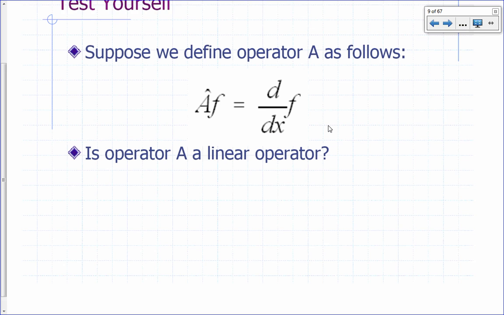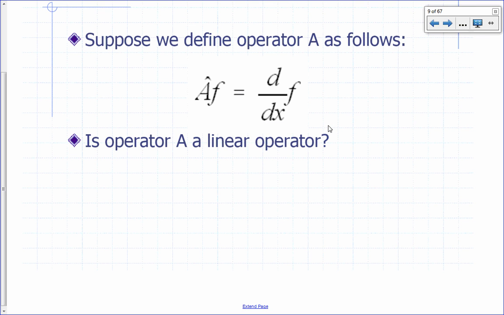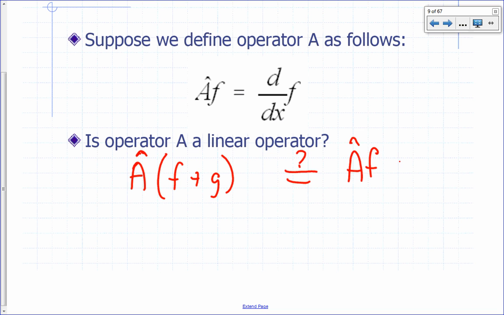So let's say we define operator A as follows, the same definition we did earlier. A operating on function F gives you back the derivative of function F. Is A a linear operator? Now let's see. A hat operating on function F plus G, is that equal to A hat operating on F plus A hat operating on G? Well, let's do it step by step. What's A hat operating on F plus G? That's the derivative of F plus G with respect to x. That's the definition.